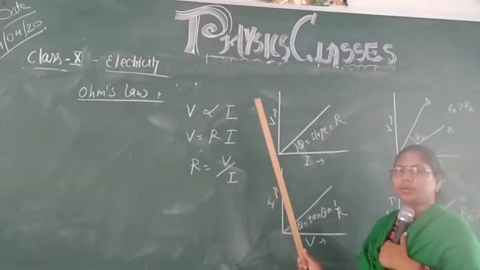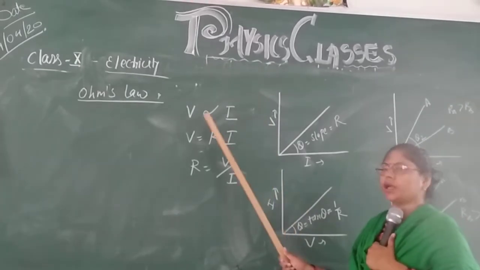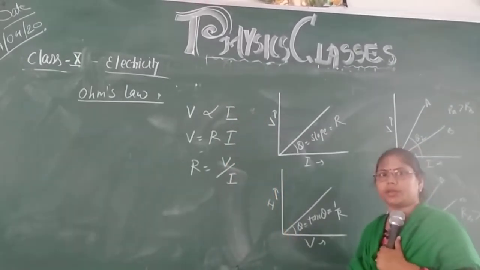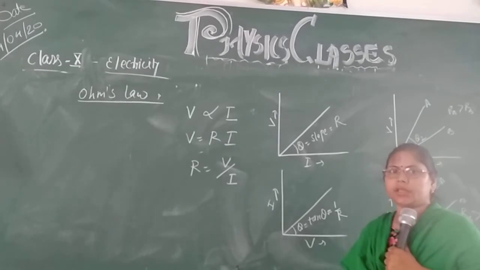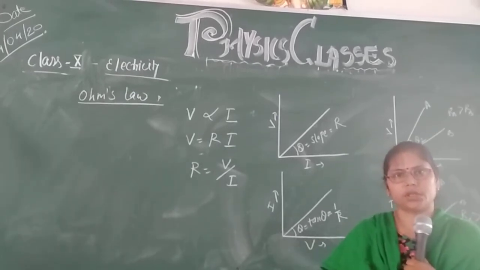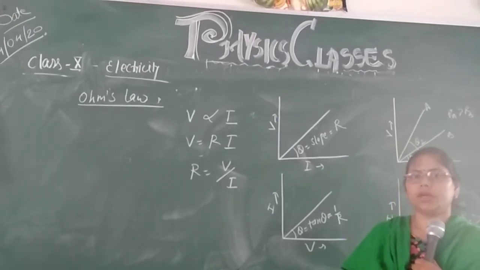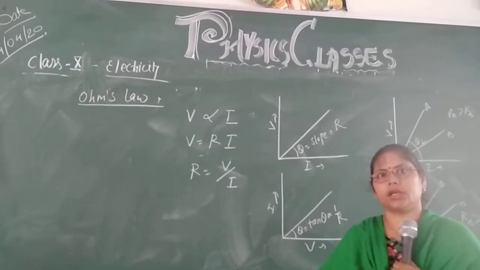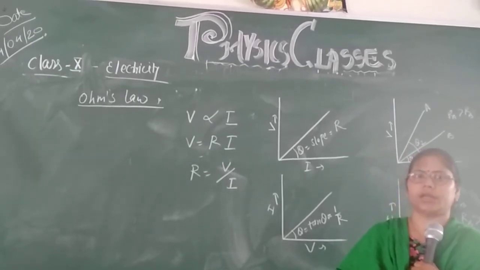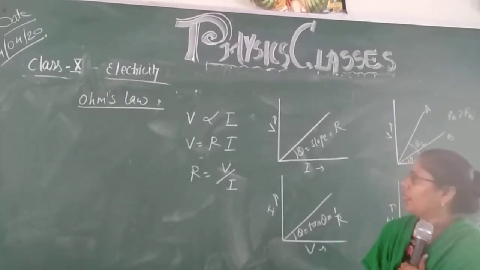V is proportional to I, or we can write I is proportional to V. Both are directly proportional to each other. It means if the current increases, then the potential is also increased. If the current is decreased, then the potential is also decreased.